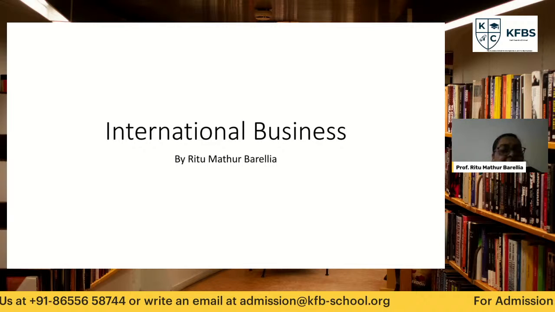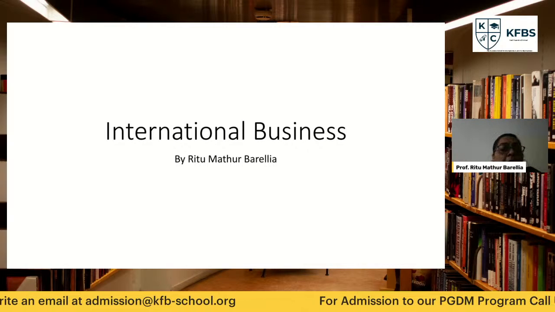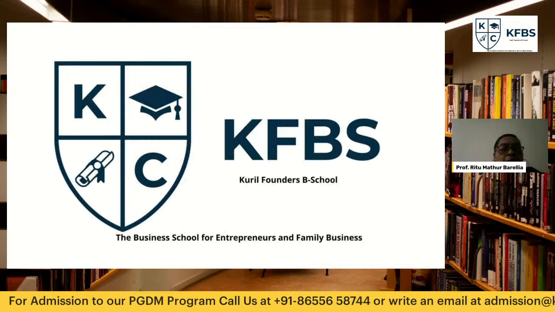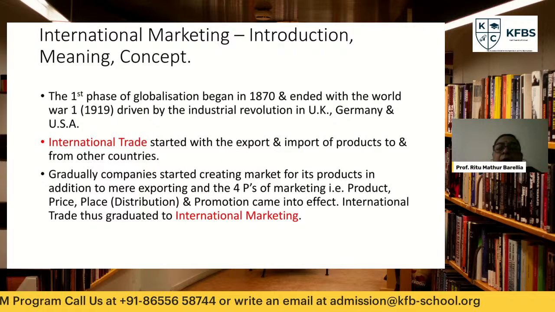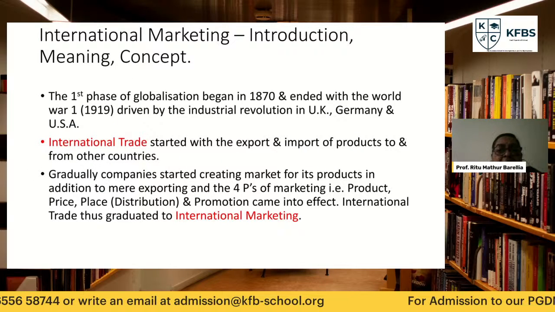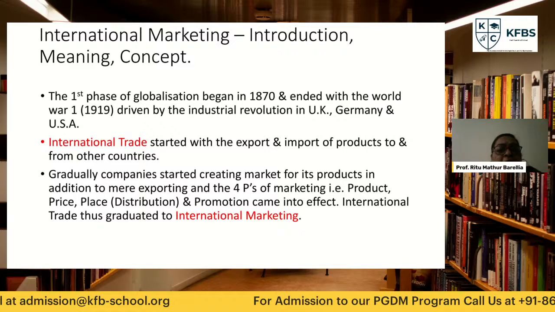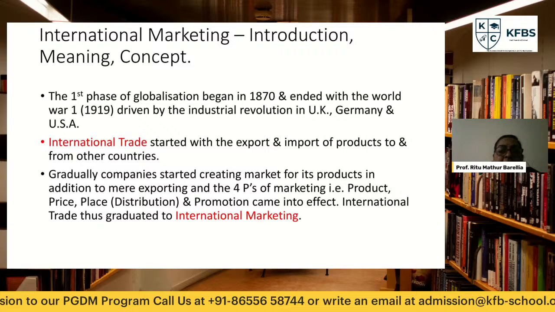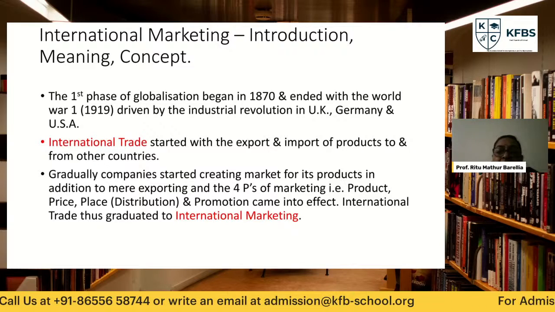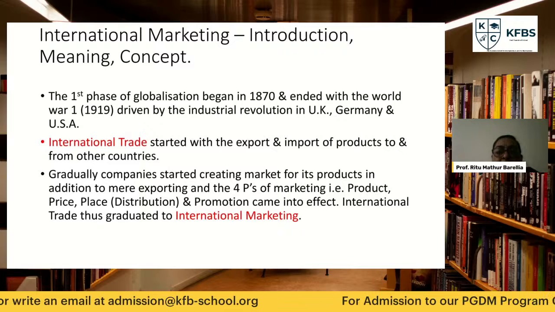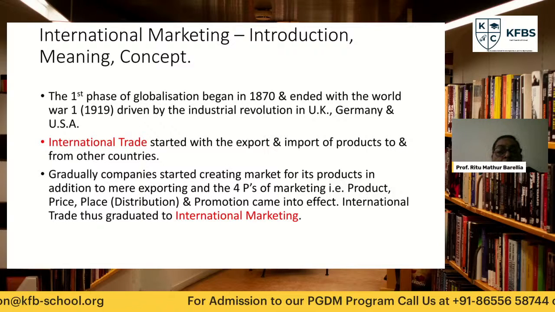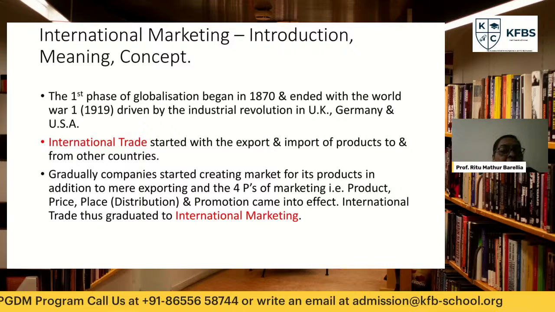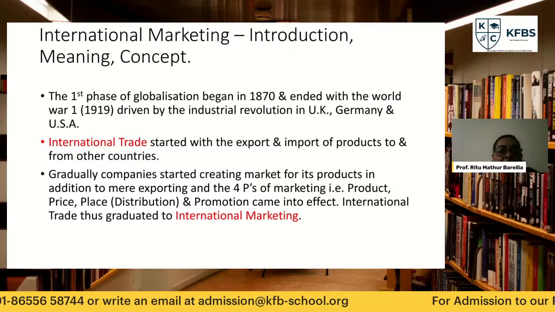Now, how did international business start? International business started with international trade. International trade was basically the barter system where countries used to import and export goods from one another. Gradually, companies started creating market for their products in addition to mere exporting, and the four P's of marketing were invented, which are product, price, place, and promotion. So international trade thus graduated into international marketing.